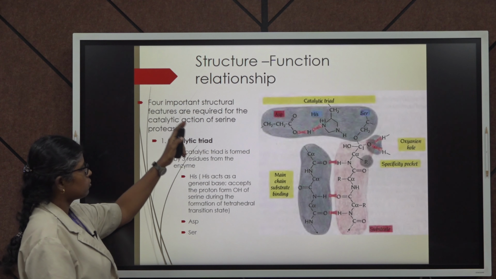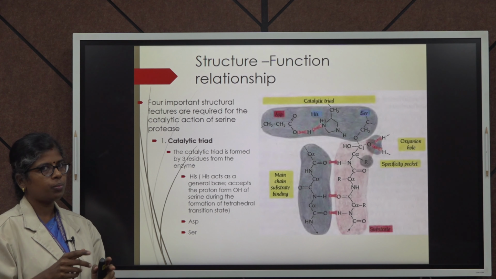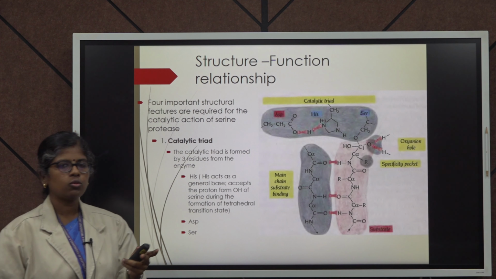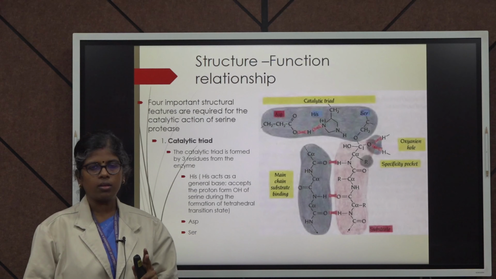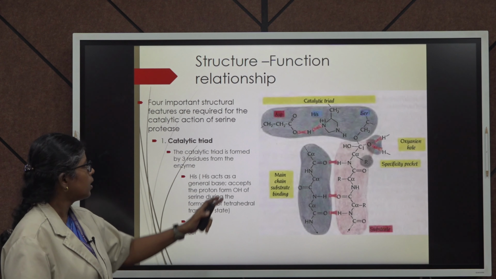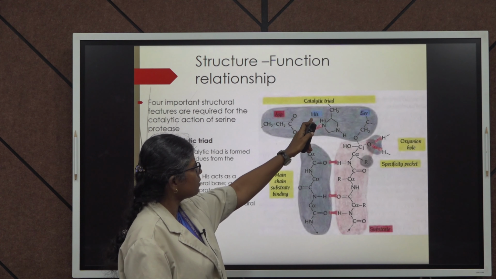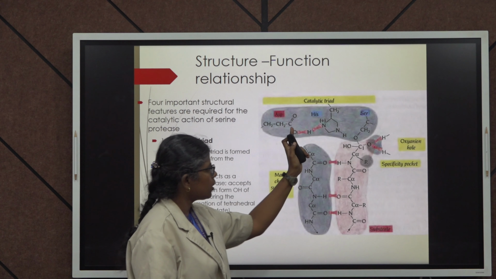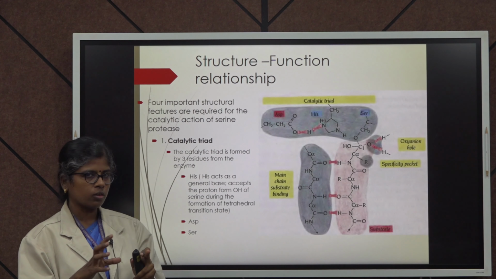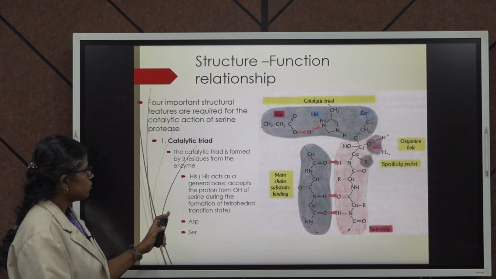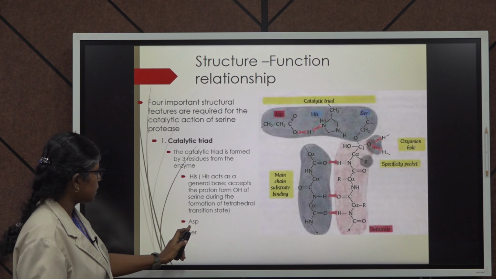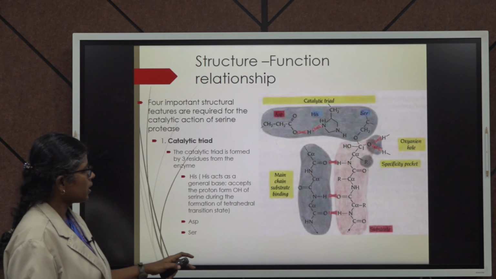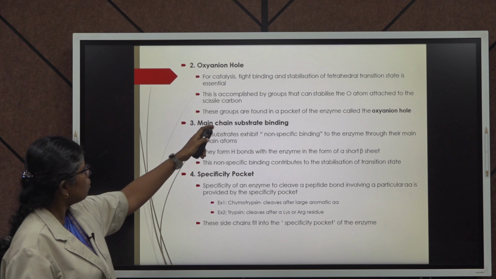There are 4 important structural features of an enzyme that are required to perform this function. First one is called the catalytic triad. Triad means 3, as you know. So, here the catalytic site has 3 amino acids that are very important. Number 1 is an aspartate, 2 is a histidine, and 3 is the reactive serine, which we saw earlier. So, these 3 amino acids are very important for the functioning of the enzyme. Histidine acts as a general base, and aspartate and serine, all these 3 are important as a catalytic triad. Second one is an oxyanion hole.